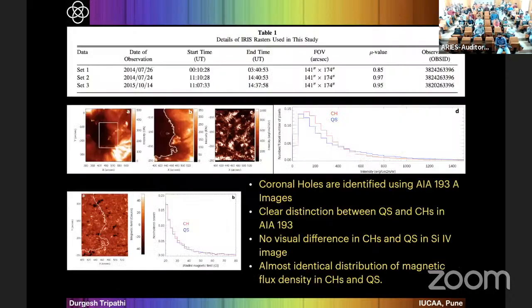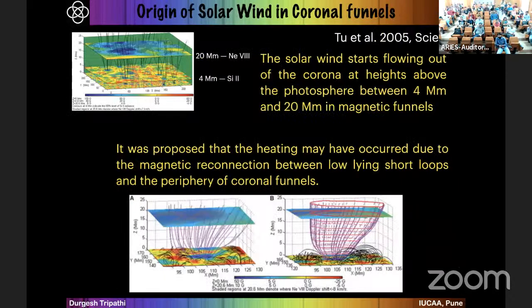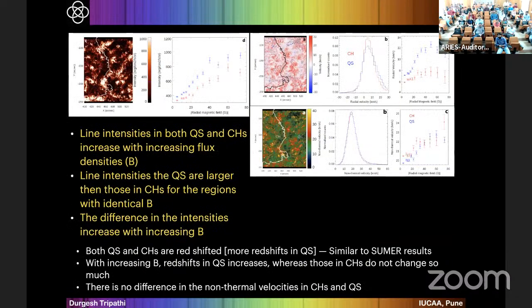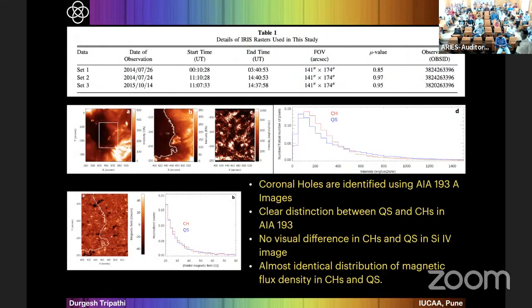I wouldn't go into this, which is unfair because a lot of people have done a lot of work on this, but to tell you what we have done: when you look at these structures, for example, here, one of the observations, this part here is coronal hole and this part here is quiet zone. If you look into the transition region, if I didn't tell you that this corresponds to this and this corresponds to this, you would not be able to say which part is which.